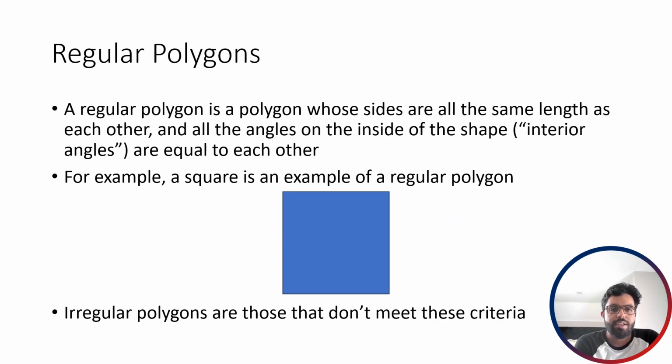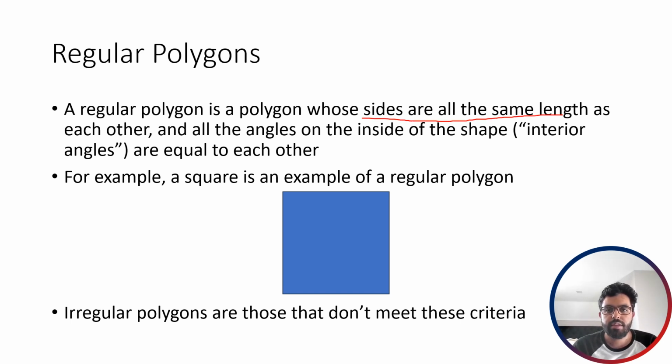All right, let's talk a little bit about regular polygons and irregular polygons. So a regular polygon is a polygon whose sides are all the same length as each other, and all the angles on the inside of the shape, which we call the interior angles, are equal to each other. So that's a lot of words. Let's break that down.